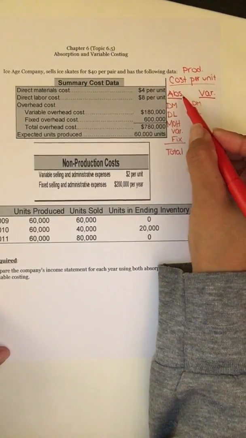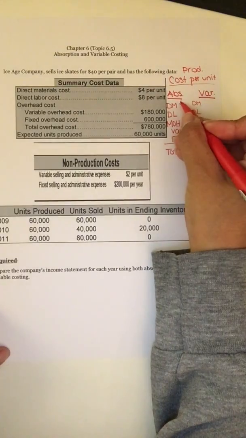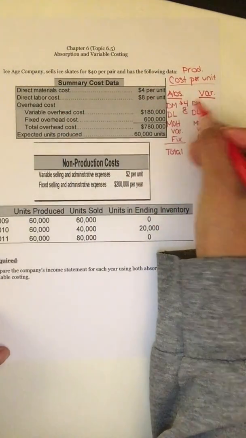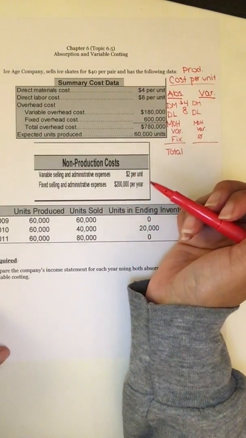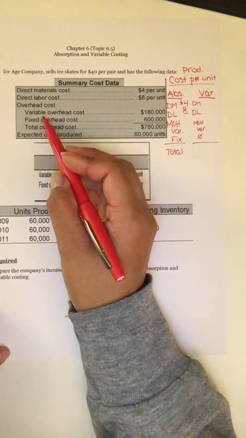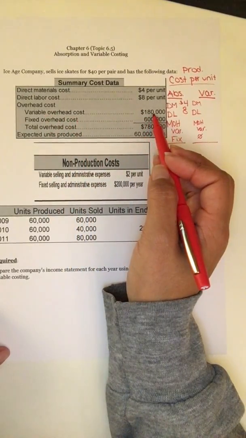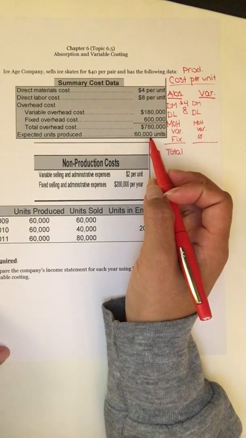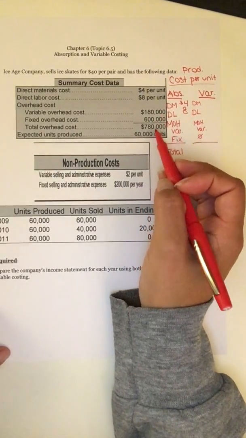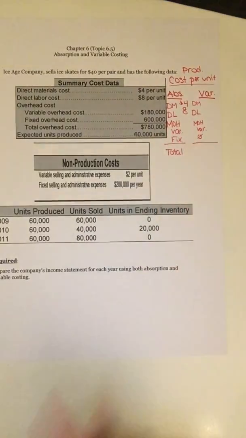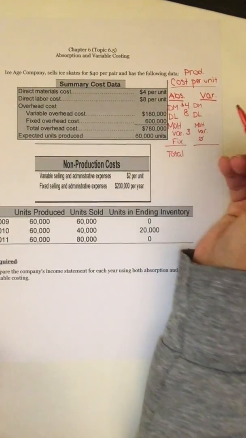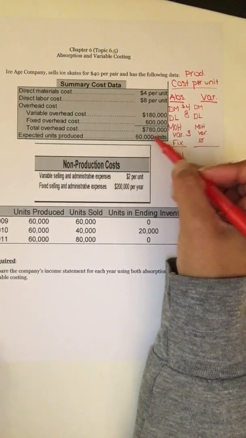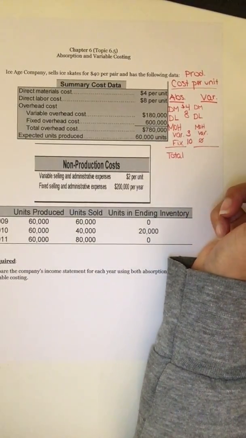So let's go ahead and break it down. Direct material costs are $4. Direct labor is $8 per unit. This part they don't give you per unit, so let's calculate it. Your variable overhead cost is $180,000 in total for 60,000 units produced. So 180,000 divided by the 60,000, give that a try. You should get $3. Fixed overhead is $600,000, divide by the 60,000, and we get $10.